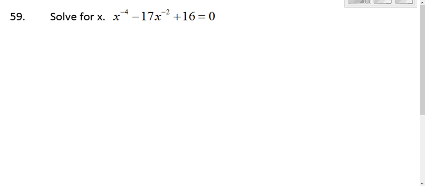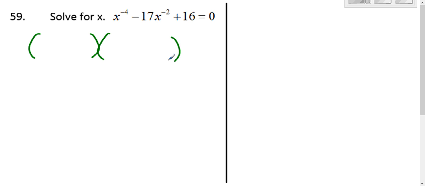So there's a couple ways to do this. I'm actually going to split this into two because I'm going to show you both ways. One way is to just keep the negatives in the problem and work it out. So when you factor this, you have to find two numbers that multiply to be positive 16 and add to be negative 17. So that's going to be negative 16 times negative 1, and then that adds to be negative 17.